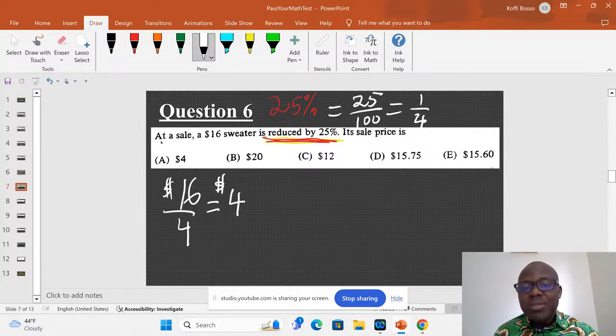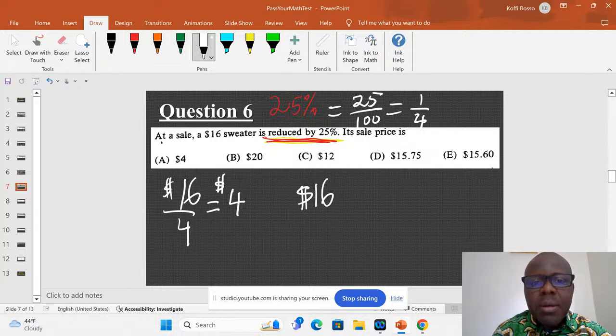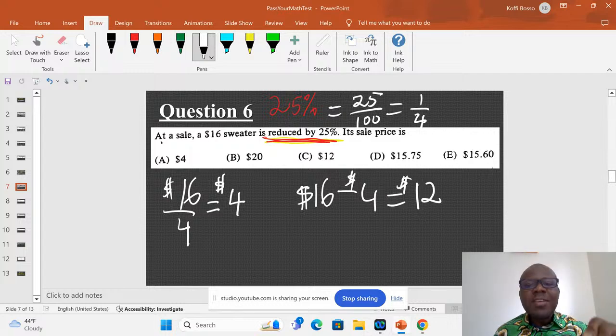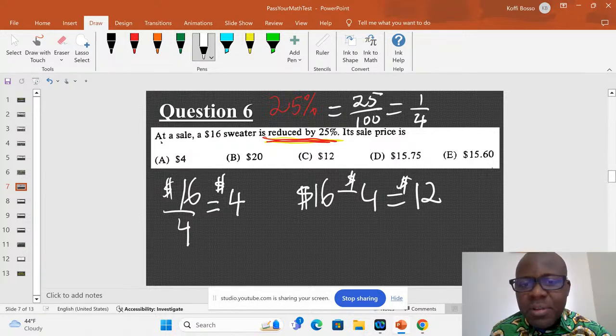And reduce here means minus, so we need to subtract. Therefore, you take the original price, $16 minus $4, and this time you have $12. So if the sweater is reduced by 25%, the sale price is $12. So the correct answer here is C.